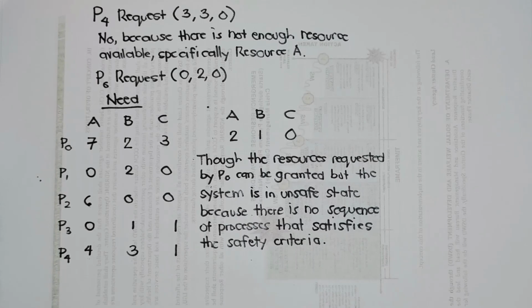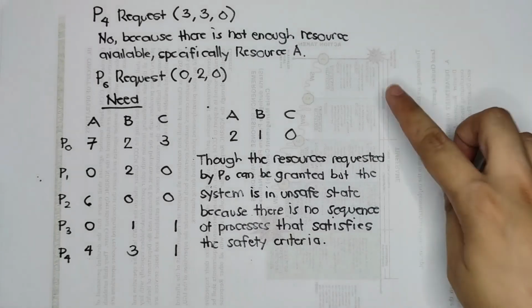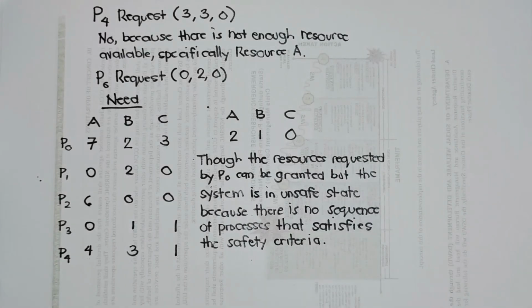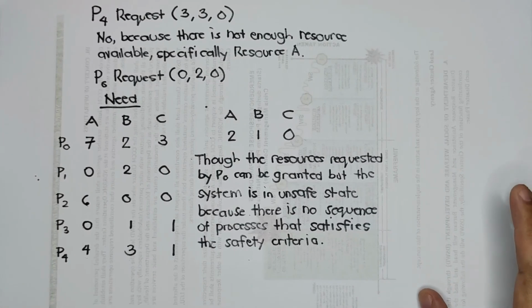So this is already the last question: can the request 0, 2, 0 by P sub 0 be granted? So of course, this is the banker's algorithm. We're using the banker's algorithm to determine if the system is in a safe state.